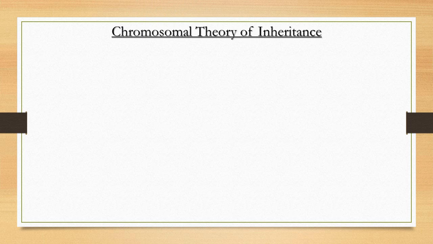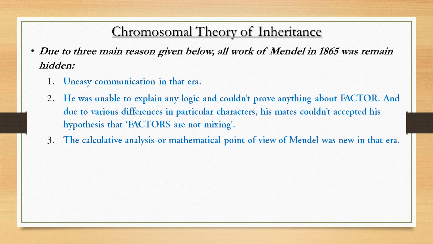The main conceptual theory is the chromosomal theory of inheritance, which we are going to understand now. Due to three main reasons, which are given below, the entire work of Mendel, that is in 1865, remained hidden. The first reason is that in that era, communication was not that easy. So uneasy communication in that era is the basic reason why Mendel was not becoming famous at that time.